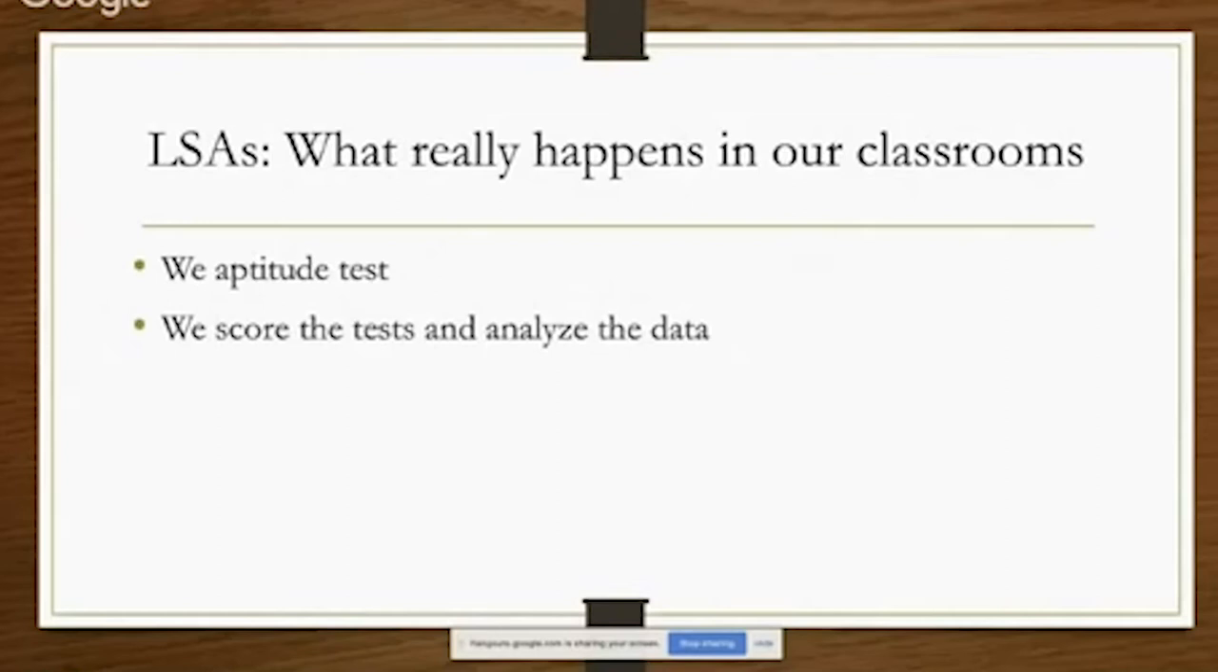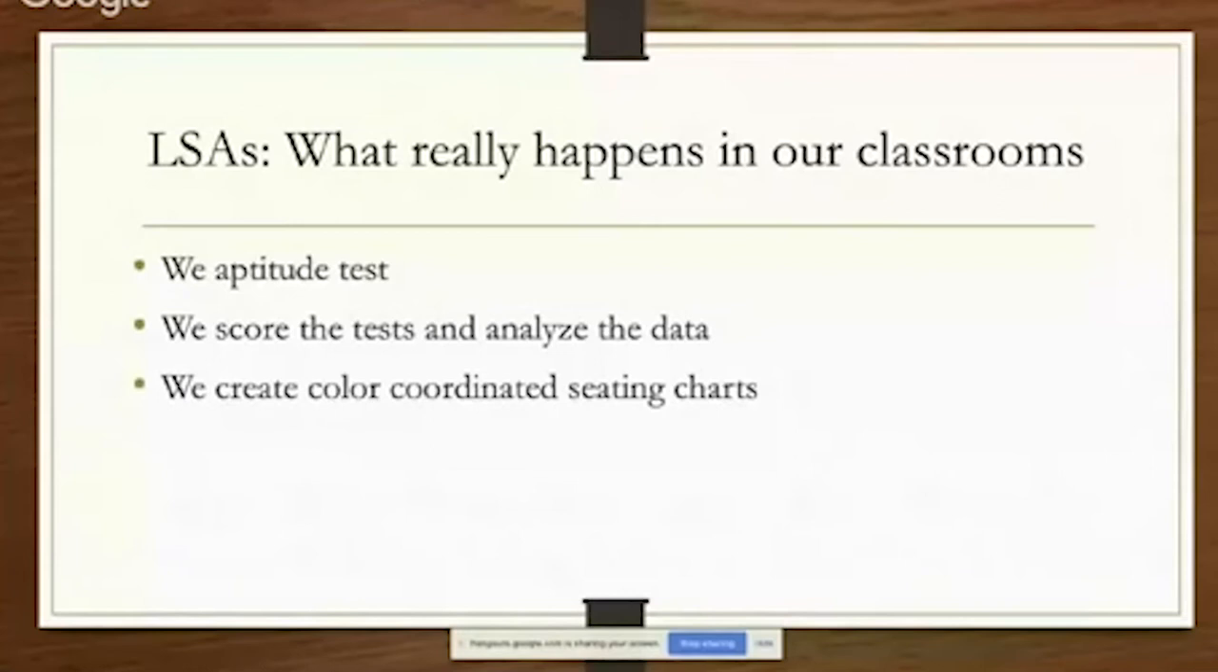From there, you're going to create your color-coordinated seating charts. And I say color-coordinated because that's kind of the world I live in. When I learned to do all of this, we put lines above the name of the child who had high aptitude. We put a line below the name of the child who had low aptitude. And you just hope that the kid never saw the seating chart. Well, the reality is they do. So I color-coordinate it. And that makes it a little less, I don't know. The kids don't really care about that as much as, why do I have a line under my name?